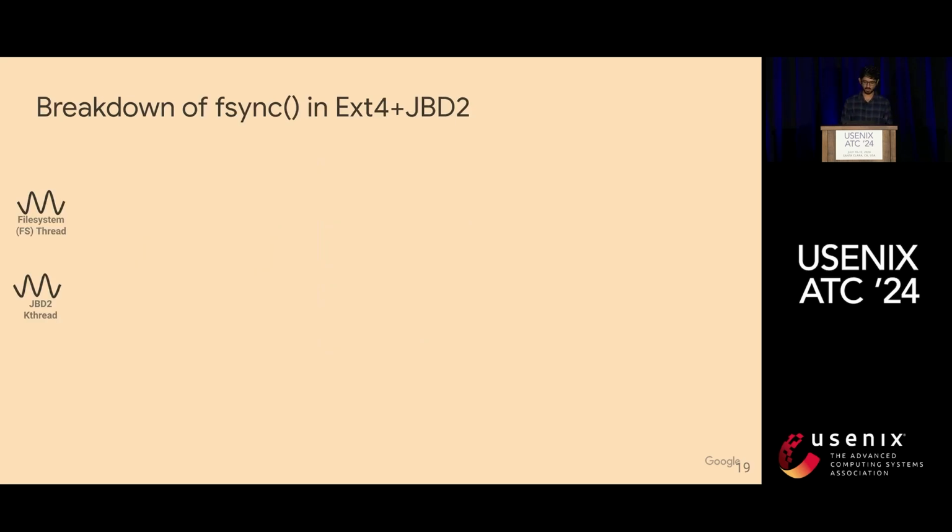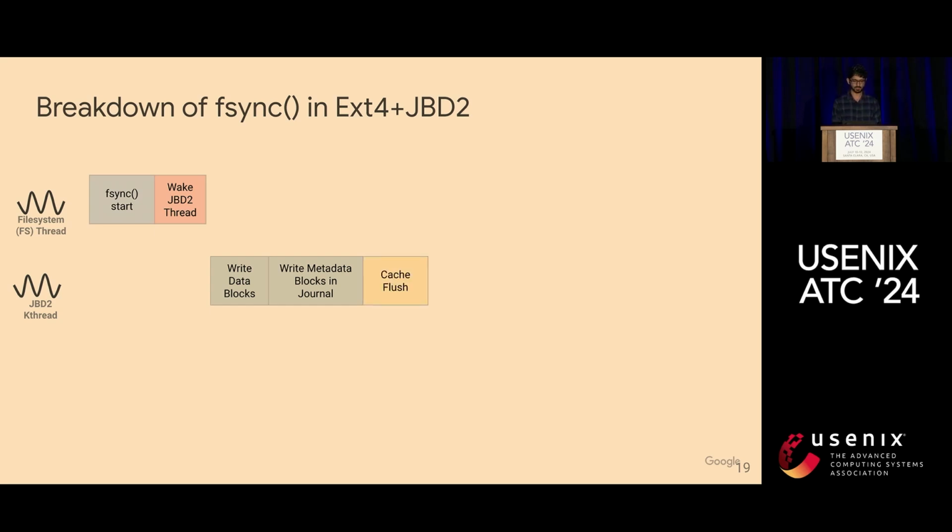Okay, so now to see how fast commits improves fsync, let's first break down fsync in ext4. JBD2 uses a dedicated kernel thread for performing journaling. When the file system starts fsync processing, it first wakes up the JBD2 kernel thread. As soon as it wakes up, the JBD2 thread first writes all the data blocks to the file system. Then it writes all the changed metadata blocks into the journal. Then it issues a cache flush command, which ensures that all of these writes are written durably into the non-volatile storage of the disk.